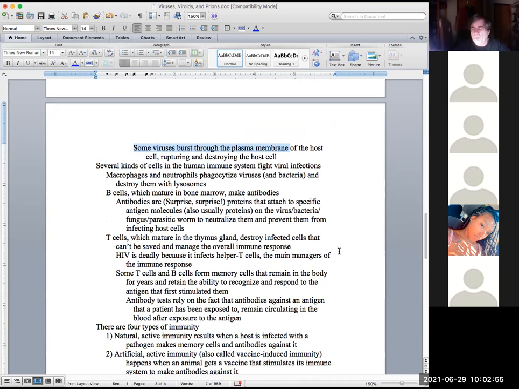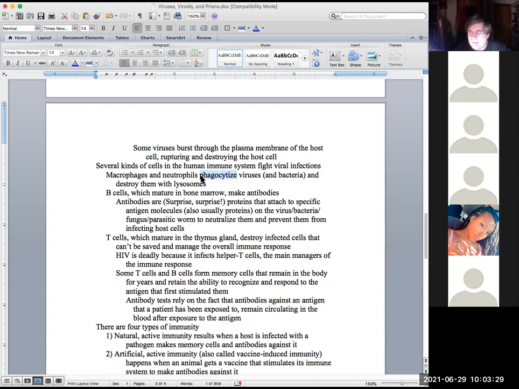So when we look at the immune system, how do we fight viruses or bacteria or certain fungal diseases like ringworm or parasitic worms? Well, we have some cells called macrophages and neutrophils that phagocytize viruses and bacteria. And phagocytize is basically the biological term. They basically eat viruses and bacteria.